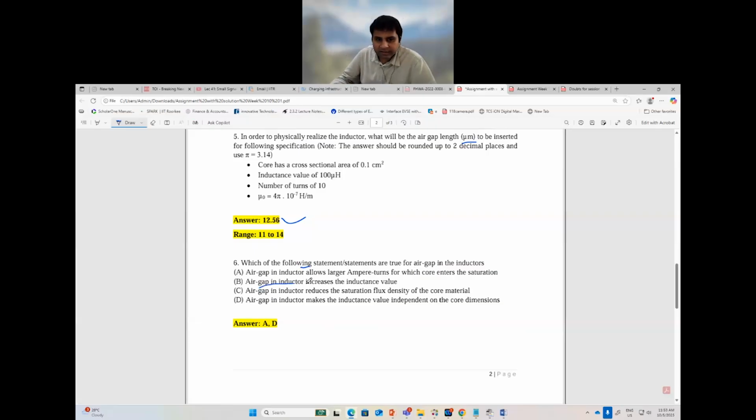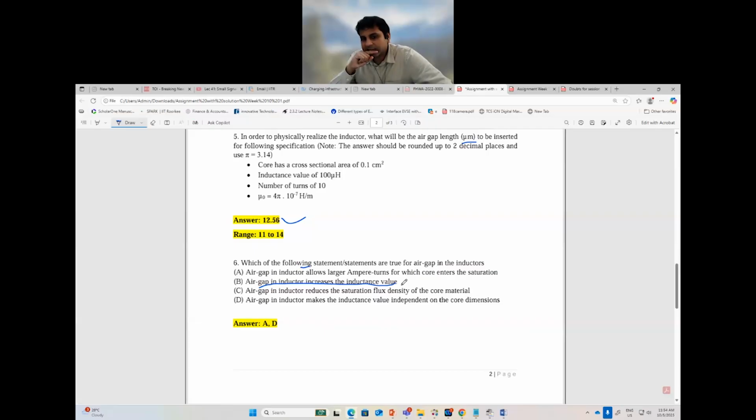Then, does the air gap in the inductor increase the inductance value? No, it is not correct. It will actually reduce the inductance value, because you now just have the mu naught term. There is no mu r term which will come into the picture, and mu naught is very much lesser than mu of the core. So that is why the inductance gets reduced due to the insertion of the air gap.